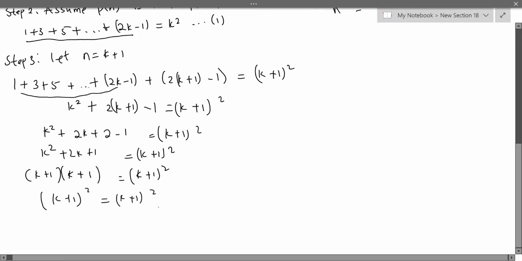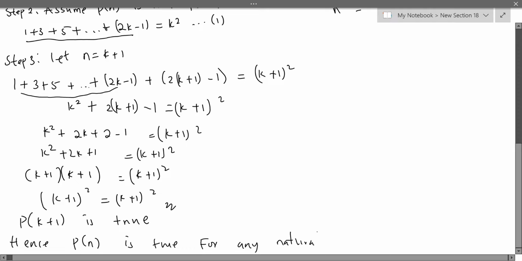So this is it. This shows that p of k plus 1 is true. You can see that p of k plus 1 is true. So we can just say, hence p of n is true for what? For any natural number. So that is it. It's as simple as that.